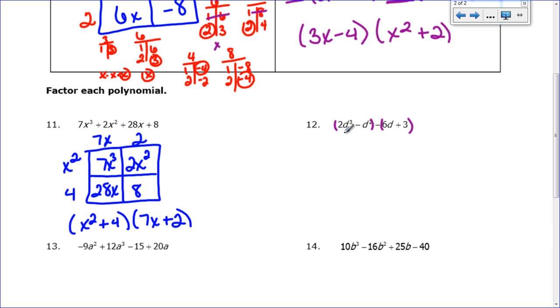So I've got to list out my factors. So for 2, my factors are just 1 and 2. And then I have my d's. And then for d, my factors are just 1 and 1. And then I have d times d.